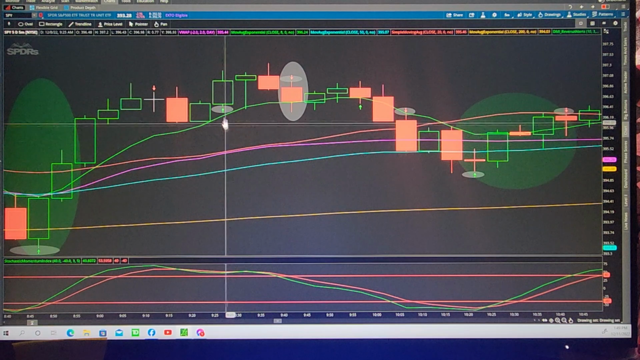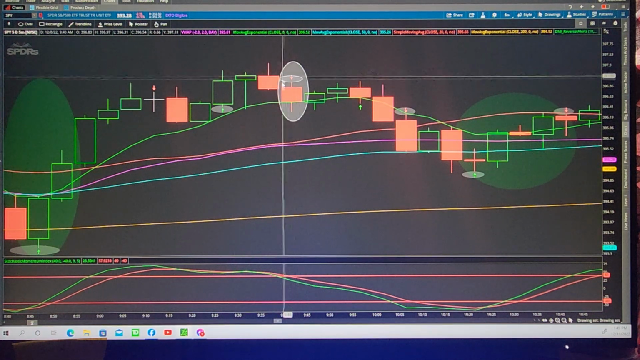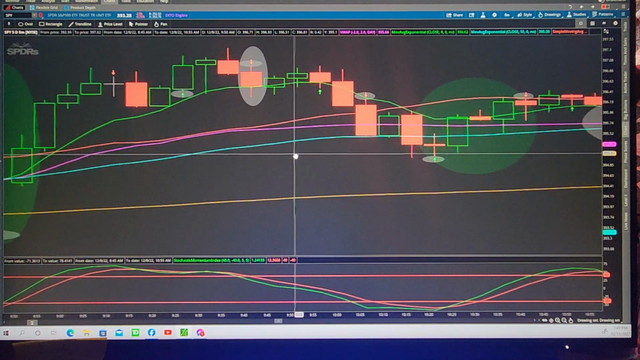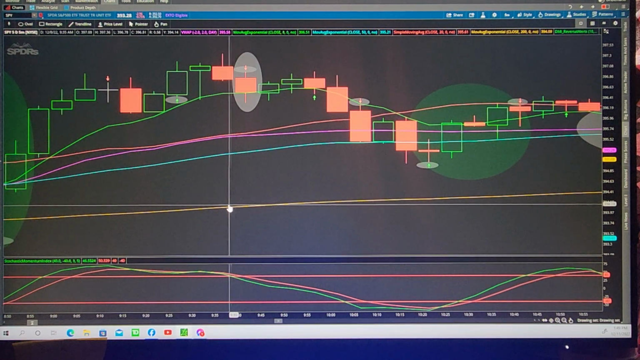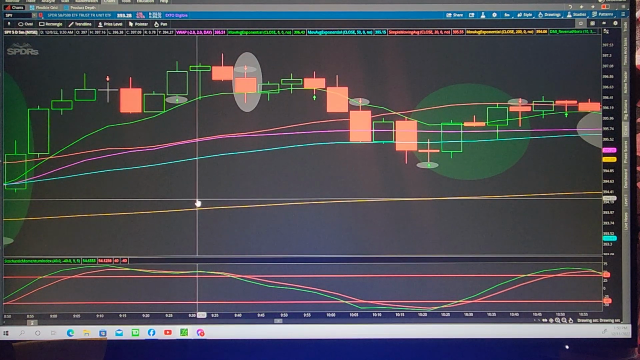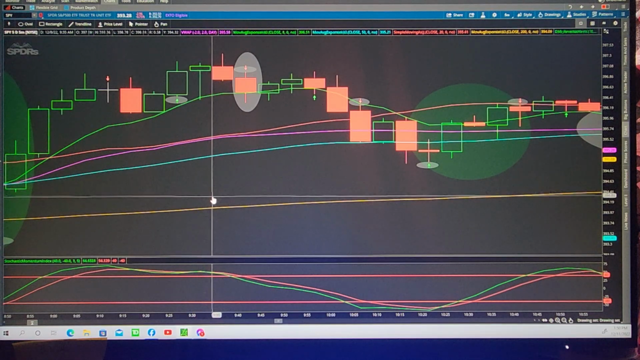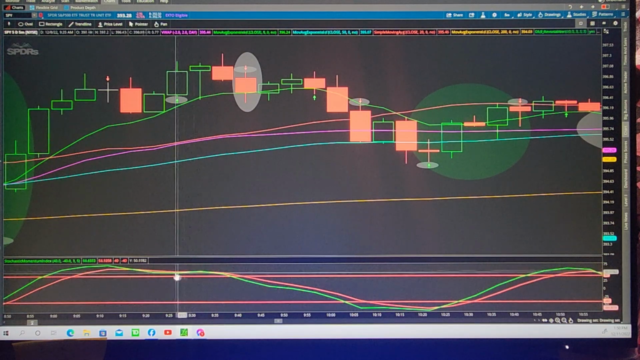So here you could have bought it, it would have worked. Here, I didn't like it. I wouldn't have taken this play regardless, for a couple of reasons. The crossover down here on the SMI was weak. We're going sideways right here. I don't like that. It tends to flip and go either direction when the SMI is running sideways.